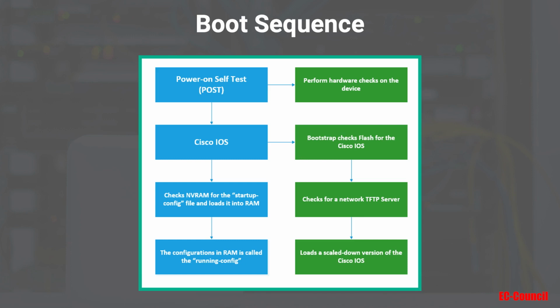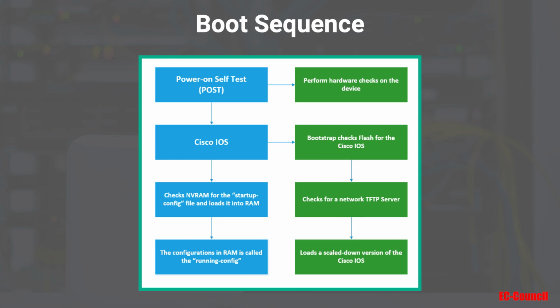Next, the operating system will check a special area known as NVRAM, non-volatile RAM, for a file known as a startup config file. Once the startup config file is found, it is loaded into RAM. At this point, any configurations in RAM are known as the running configuration. Please keep in mind that if the startup config file is not located, the device will load default configurations on the router or on the switch.